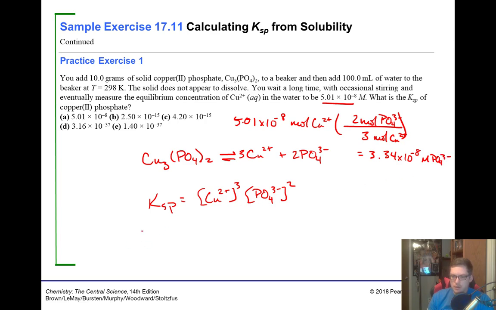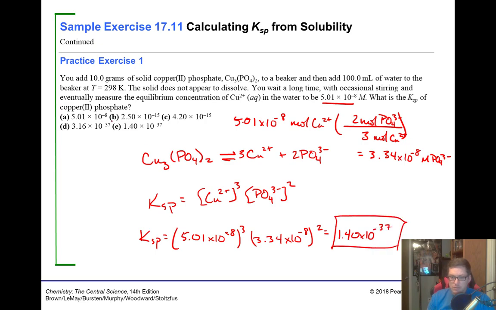Okay, so now we've got the molarity of the copper and the molarity of the phosphate, so now we can plug everything into our Ksp. So the copper value was what they gave us, that's the 5.01 times 10 to the minus 8, and that guy's cubed, and then the phosphate was the 3.34 times 10 to the minus 8th, and that guy is squared. So we say 5.01 e to the minus 8 to the third times 3.34 e to the minus 8, and we'll square that. Okay, and I got 1.40 times 10 to the minus 37th. And so there's your answer right there. Bam. Bob's your uncle. Anyway, so that's that one.